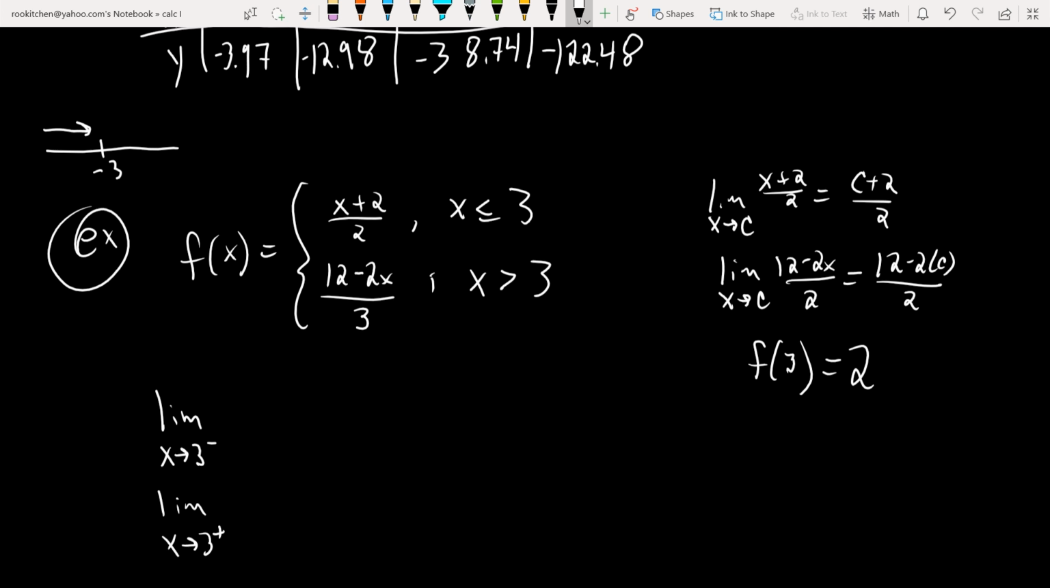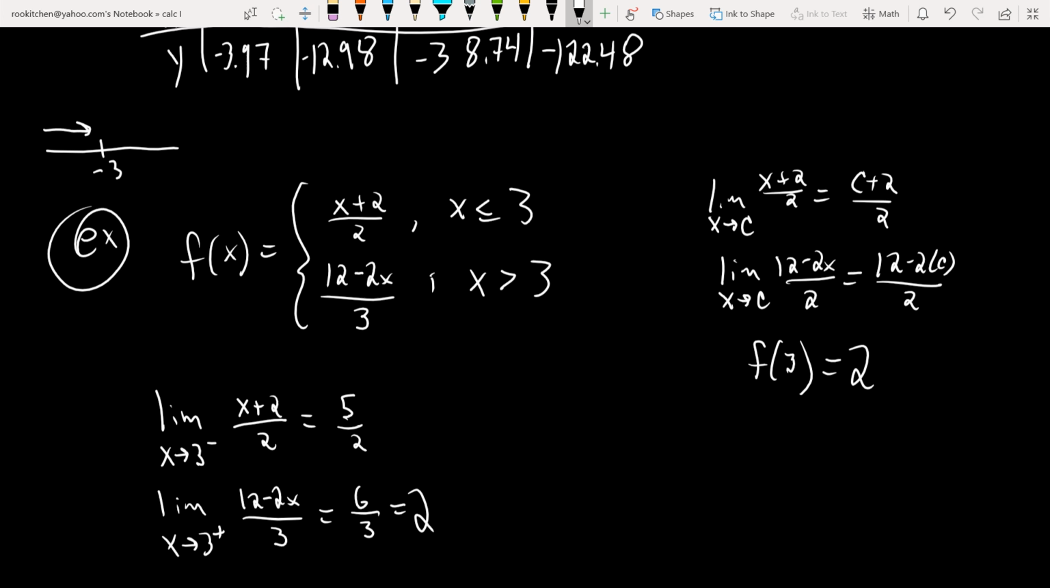As we approach from the left, we're looking at numbers less than 3, so we're using the first part of our function. As we approach 3 from the right, we're looking at the second piece of the function. Okay, so let's figure these out. For x plus 2 over 2, I could put in 3 here, so it'd be 5 halves. And then if I put in 3 into the other one, 12 minus 6 is 6, and then all over 3, which is 2.